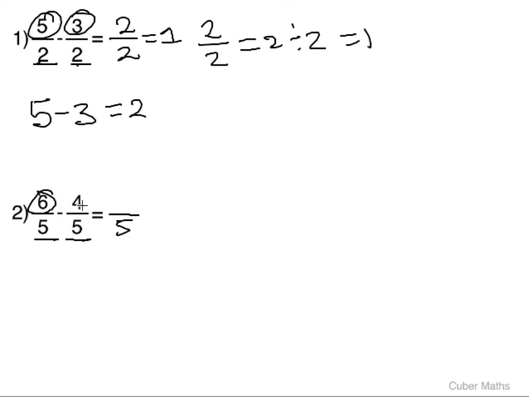Now if we look at our top number, the numerator, we've got 6 and a 4, and all we do again is take them away from each other. So 6 take away 4 is equal to 2, and we write that on the top. So 6 over 5 take away 4 over 5 is equal to 2 over 5. And we can't simplify that any further, so we'll leave it like that.